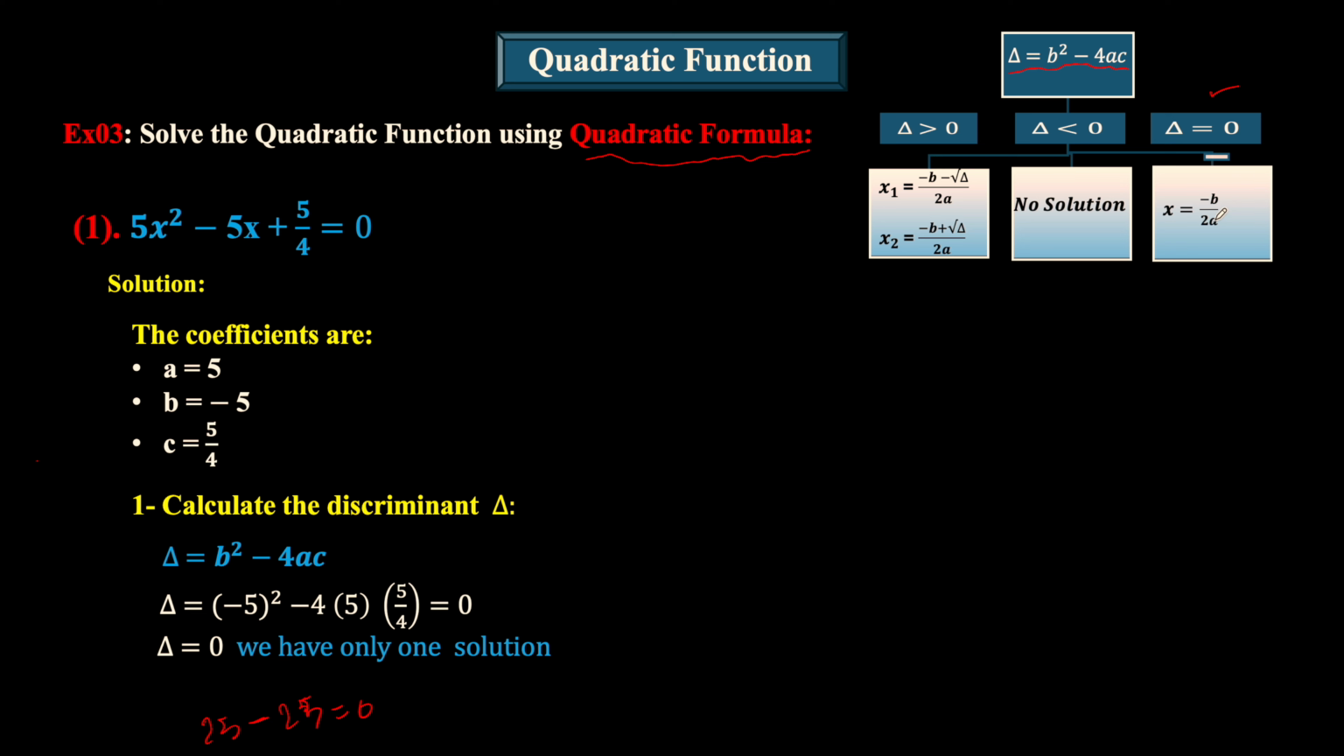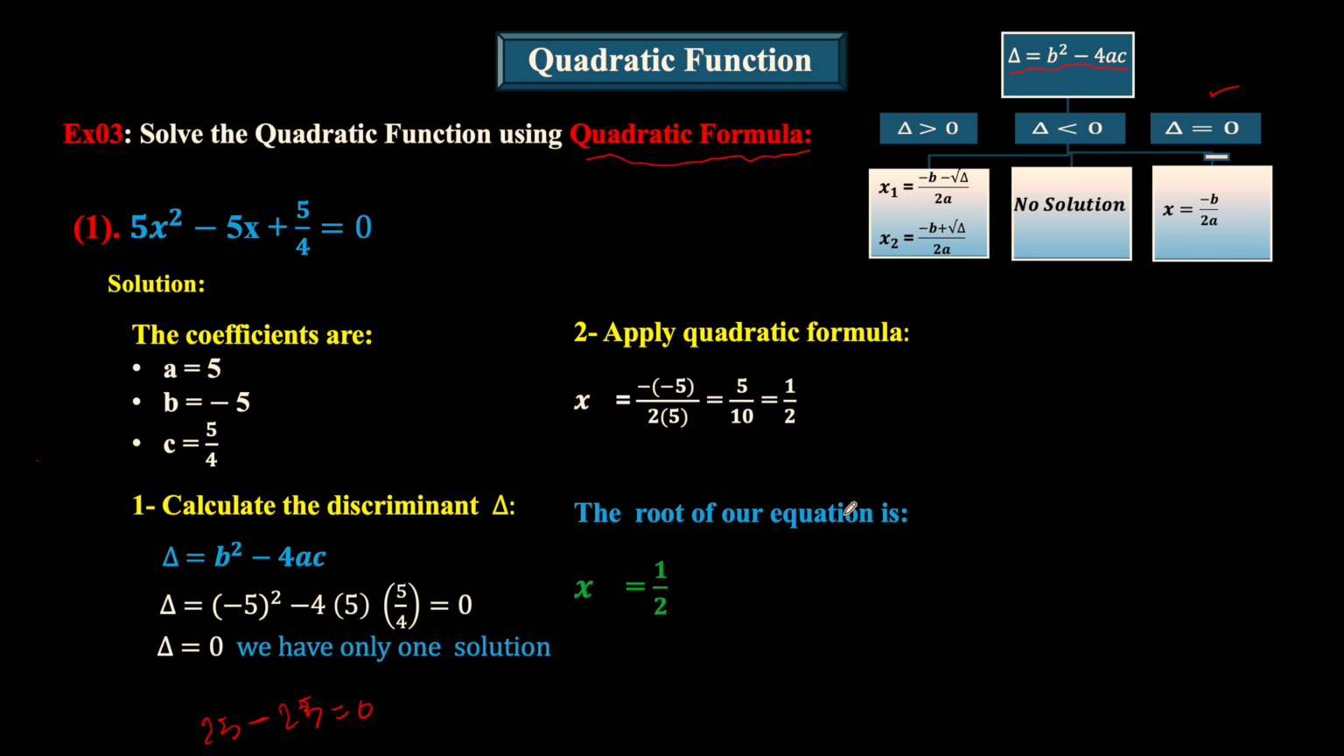We use this formula, so we apply the quadratic formula. X is equal to minus, so minus, we don't touch it. B is minus 5, so this minus is from the formula and this minus 5 is from B, okay. So minus multiplied by minus 5 over 2 multiplied by a, 2 is from the formula, and a is 5, so 5. So we get 5 over 10, and this is equal to 1 over 2. Okay? So the root of our equation is x is equal to 1 over 2.